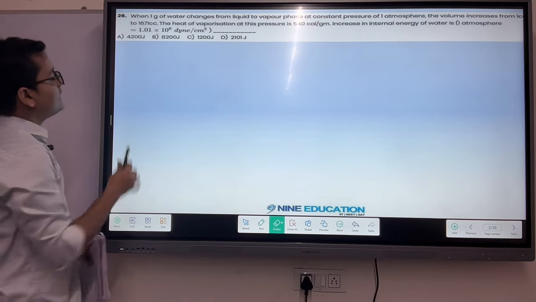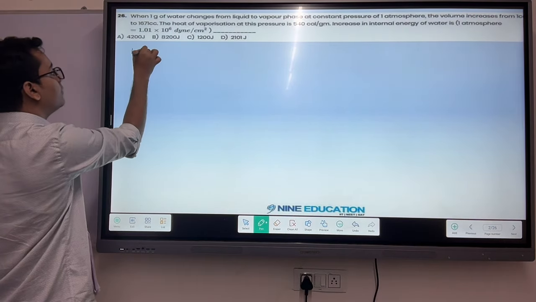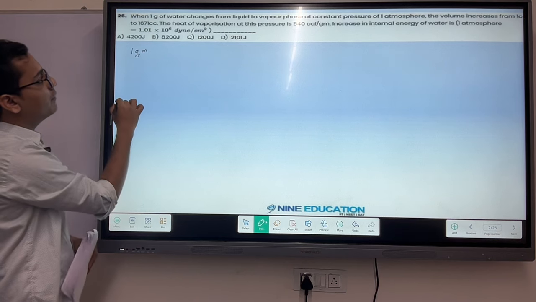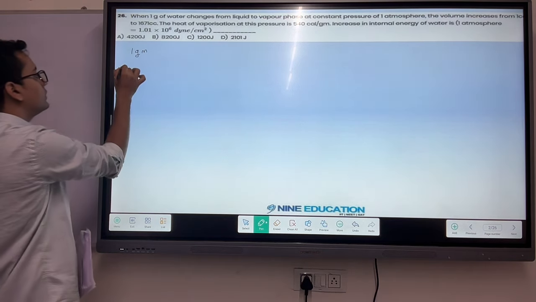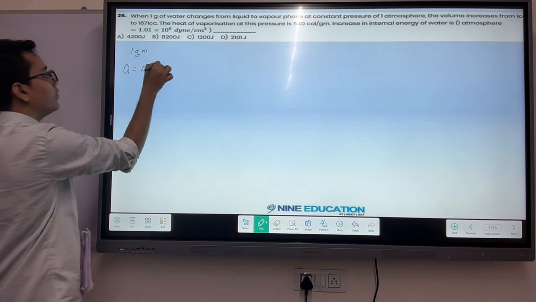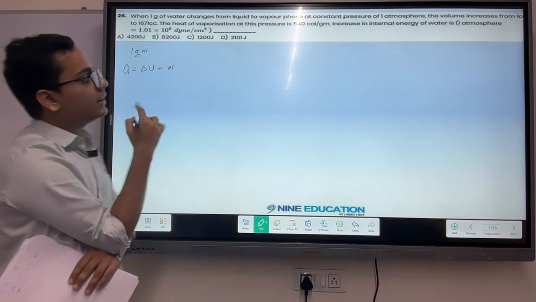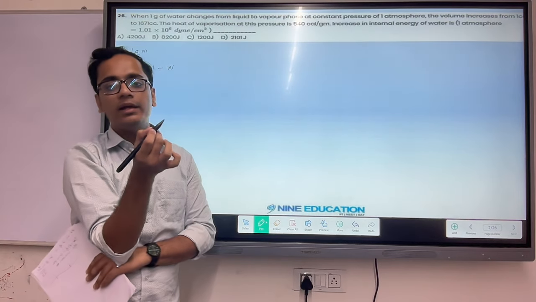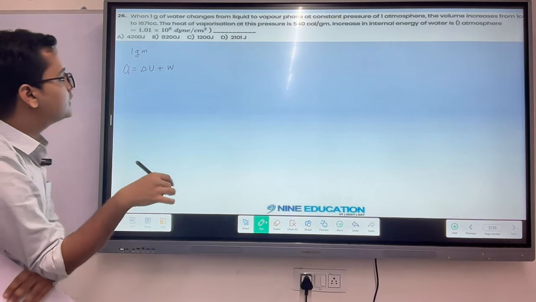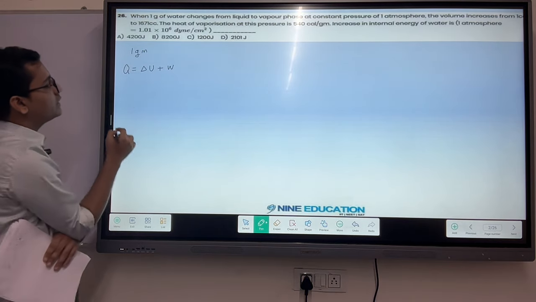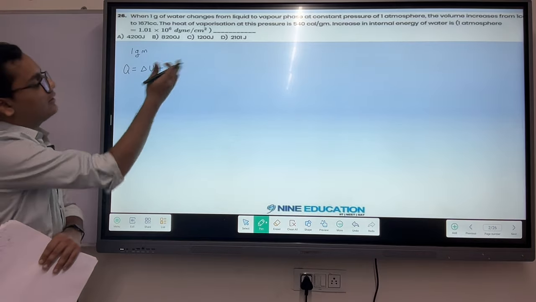So question number 26 says that 1 gram of water is converted into vapor. You have to calculate the change in internal energy in this. So first law of thermodynamics, Q is equal to delta U plus W. Mind you, for the increase in internal energy, you might be thinking it is mCv delta T, but that formula is only for gases. Here the phase change is there. So for the phase change, we have to calculate the work done and the heat absorbed by the given values.